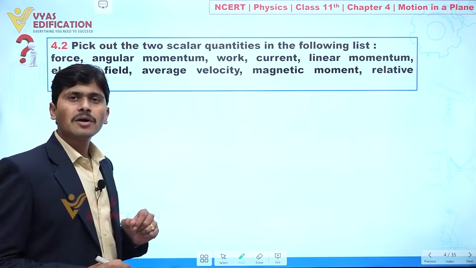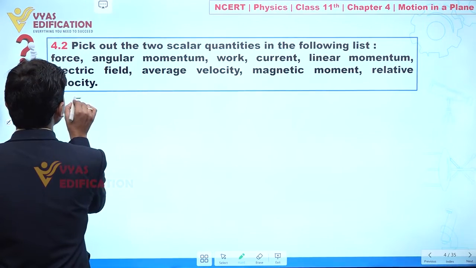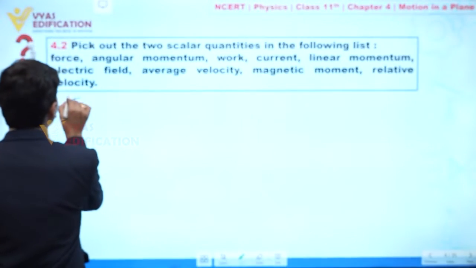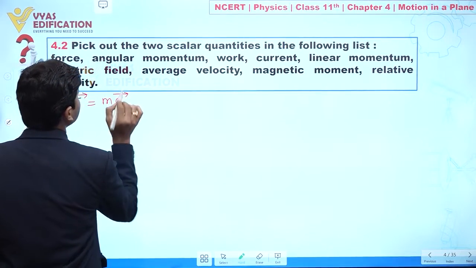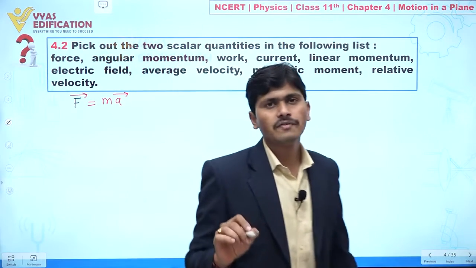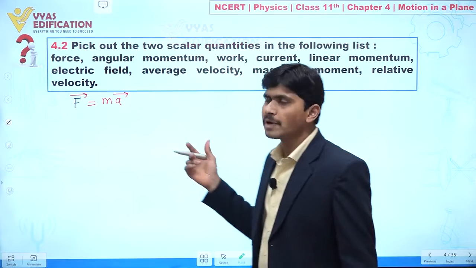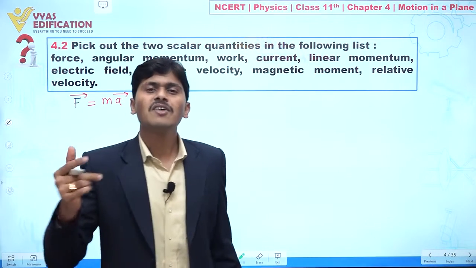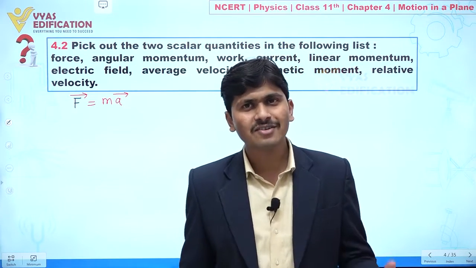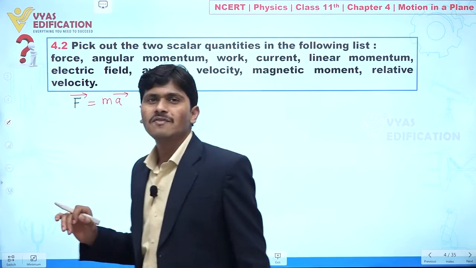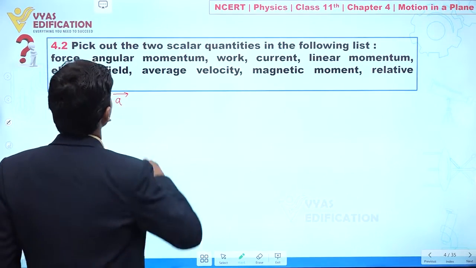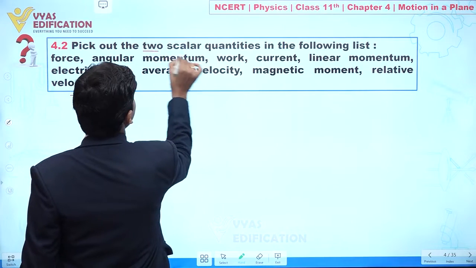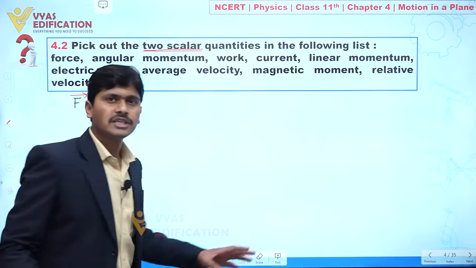Number one, if we talk about force, it is represented by a vector like this, or we can write it like this. If we have a constant mass, we can say F is defined as mass multiplied by acceleration. Now we know acceleration is what? A vector quantity. So force is also a vector quantity. But the objective of this question is to choose two scalar quantities. Clear? So force is a vector quantity.